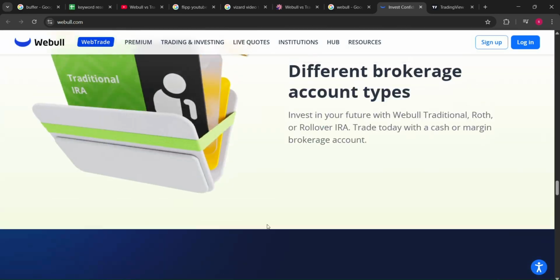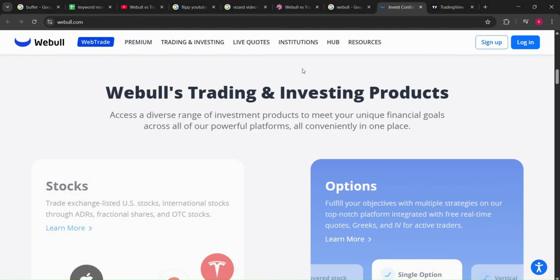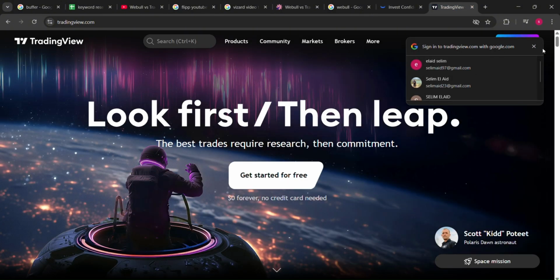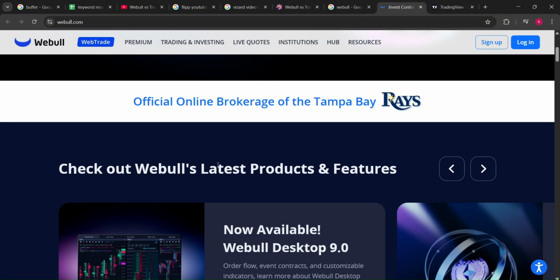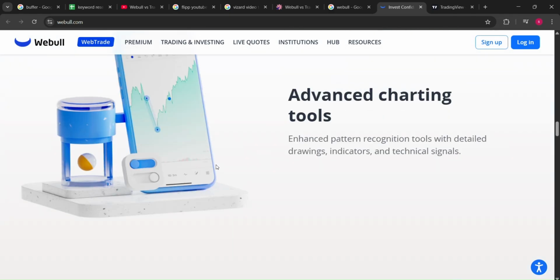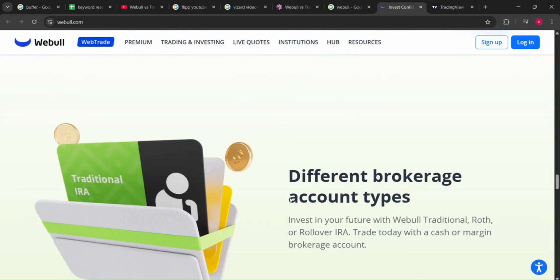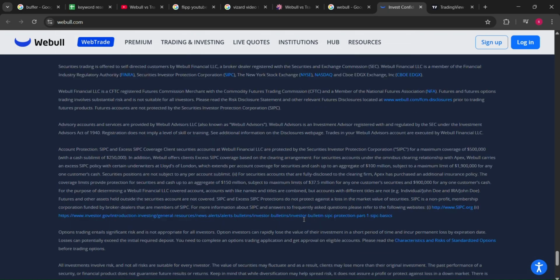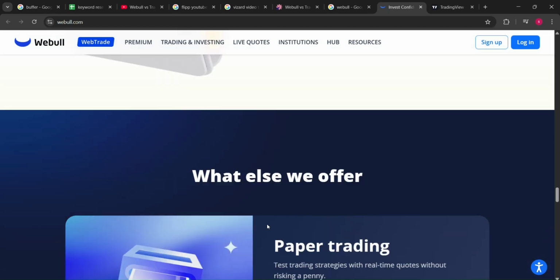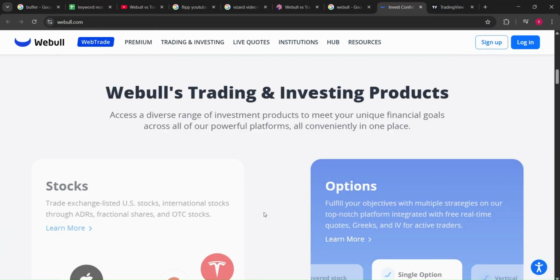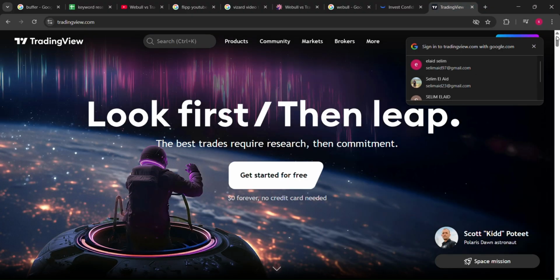When it comes to interface and tools, Webull has a clean, mobile-friendly design. Its charts are solid, offering commonly used indicators and drawing features. It's especially convenient for executing trades quickly, monitoring your portfolio, and managing options positions.